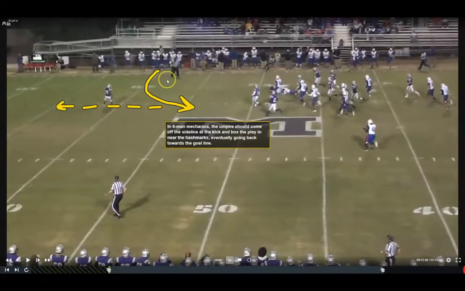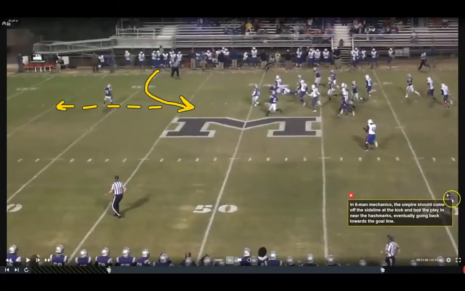All right, so we got our umpire over here kind of standing still at the 40-yard line. We need the umpire coming into the middle of the field, as is indicated here. If this play were to continue going, the umpire can start moving down the field. The umpire doesn't need to stay ahead of the play because the guys who are supposed to be ahead of the play are our wings.